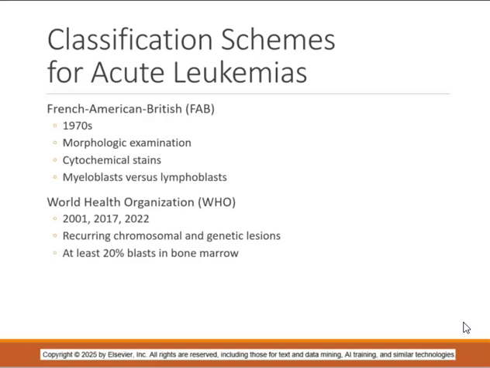Then in the 2000s came the World Health Organization, WHO, and you can see it's constantly updated. This is where we start getting into the molecular, chromosomal and genetic issues, and immunophenotyping with flow cytometry. All that is put together, which gives us a more accurate diagnosis, a better treatment plan, and a better prognosis. With both, they have to have at least 20% blasts in their bone marrow.